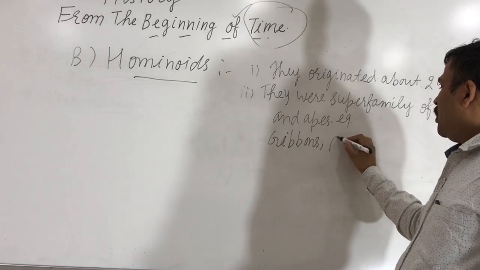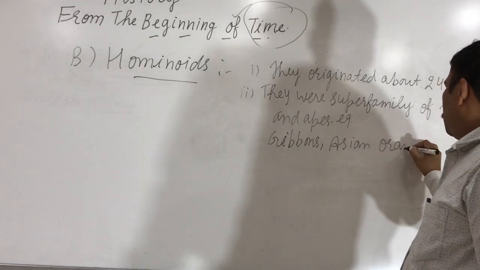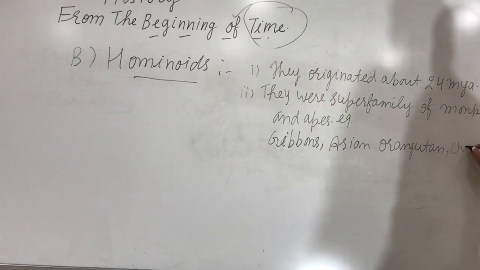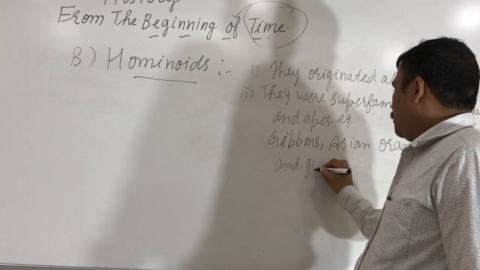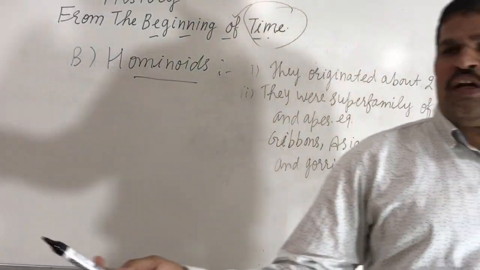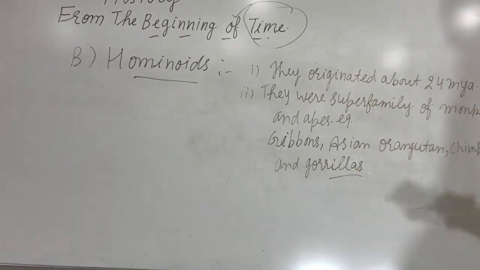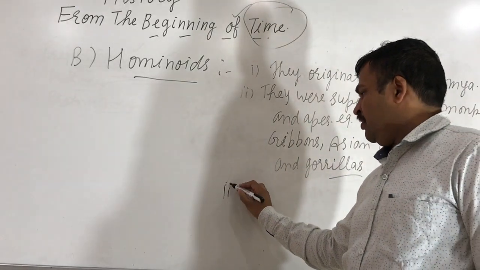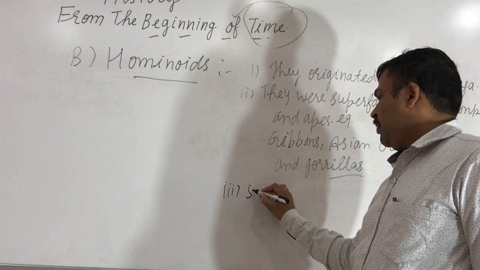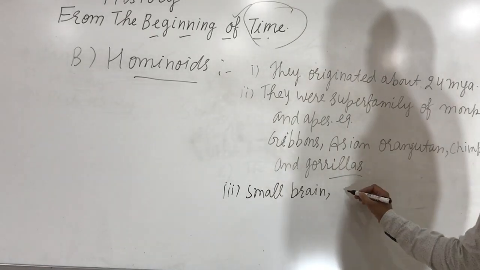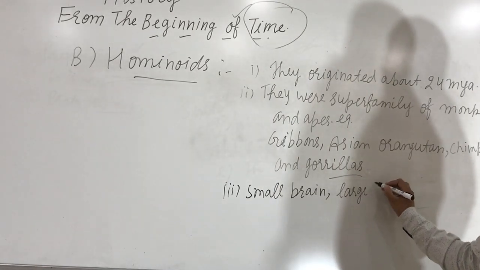The gibbons, Asian orangutan, chimpanzees, and gorillas. These were some of the apes or monkeys that were found on this earth. Okay. Now, some important things related to this. They have some characteristics: they have a small brain. Next, they have large teeth and jaw.